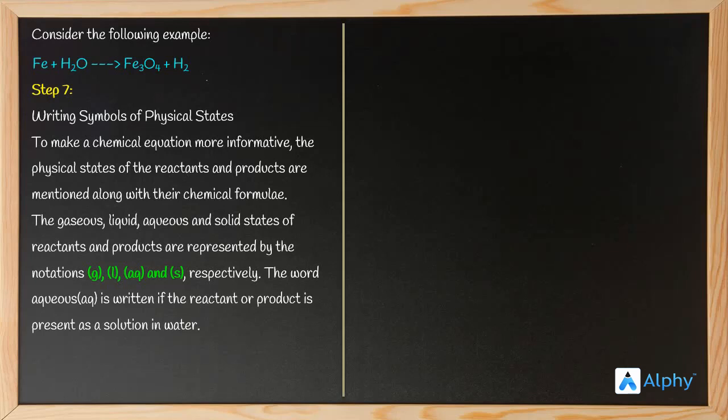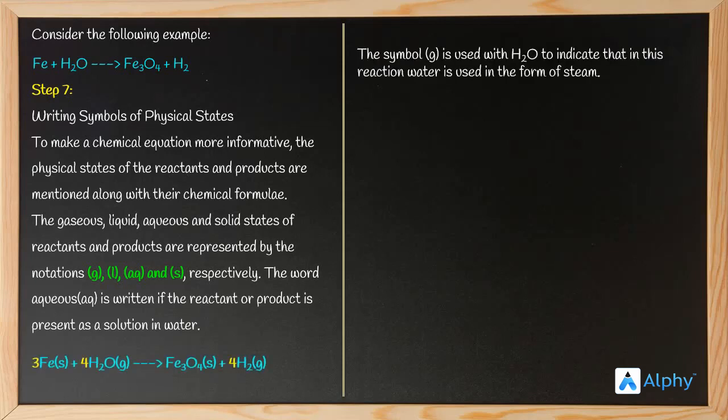Now let's write the balanced equation along with its physical states. The symbol g is used with H2O to indicate that in this reaction water is used in the form of steam. In some conditions it might happen that H2O is used as steam. So to symbolize this, we write H2O, and after writing H2O we write g in brackets to indicate that it was used in the form of steam.